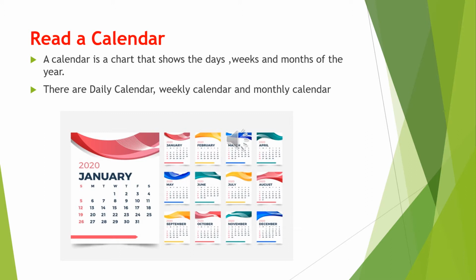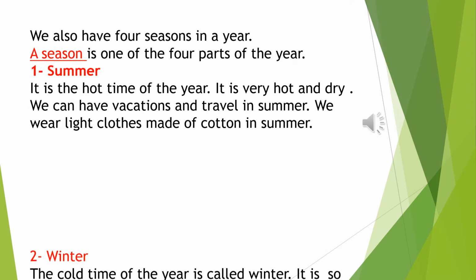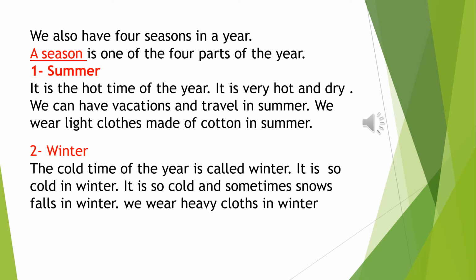There are daily calendars, weekly calendars, and monthly calendars. We also have four seasons in a year. So, what is the meaning of season? A season is one of the four parts of the year.